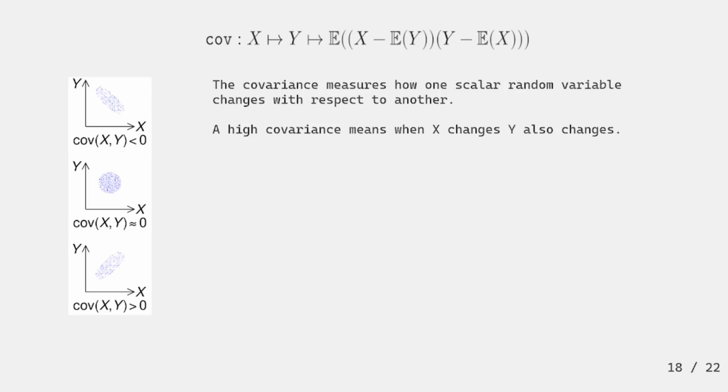In the one-dimensional case, it is the expected value of x minus the expected value of x, times y minus the expected value of y. It measures how one scalar random variable changes with respect to another. If you have a look at the diagrams on the left, if the covariance is 0, there's no correlation between these two variables, x and y. If it's greater than 0, then there is a bit of a correlation, but it's still noisy and spread out. And if it's less than 0, then there's also a correlation, but the correlation is negative: as x increases, y decreases. But again, it's noisy. It's not a perfect line.